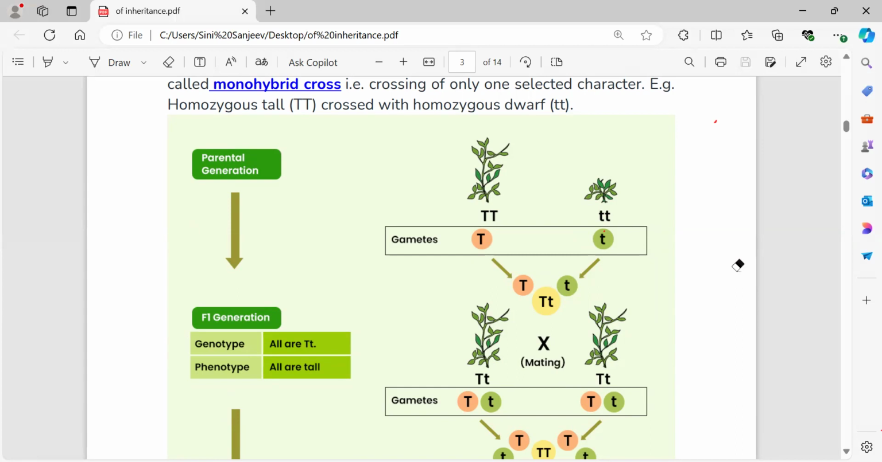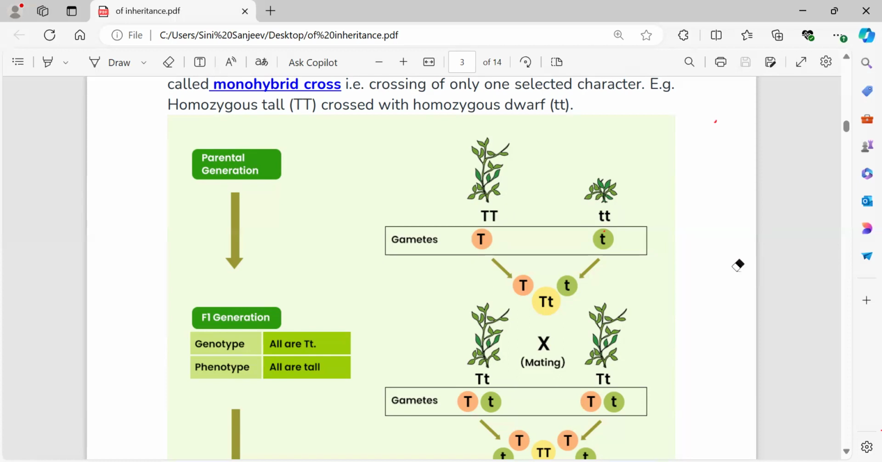So the main difference between monohybrid and dihybrid cross is this. Whenever you cross by taking only one selected character, you say it's a monohybrid cross. One selected character means you have a homozygous tall and a homozygous dwarf. Homozygous and heterozygous are the two terms. Homozygous means both the letters are the same. For example, in the first one you see capital TT, whereas in the second one it's small tt. Both are similar, hence it's called homozygous.